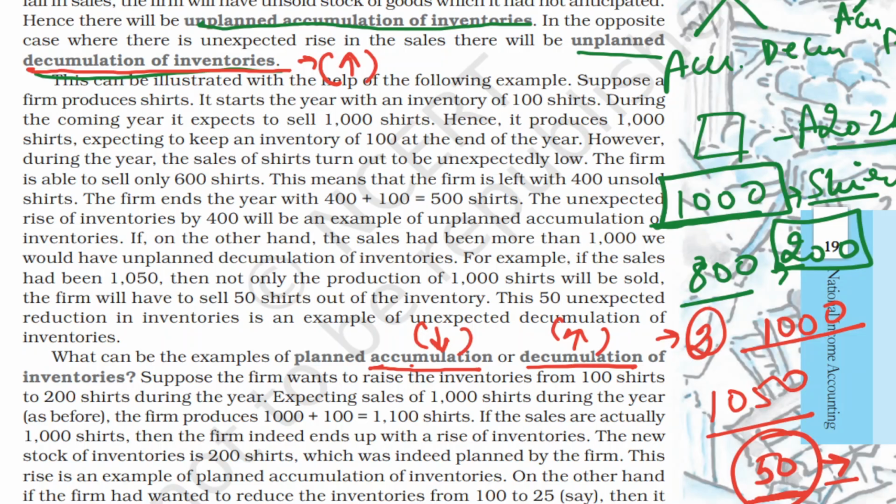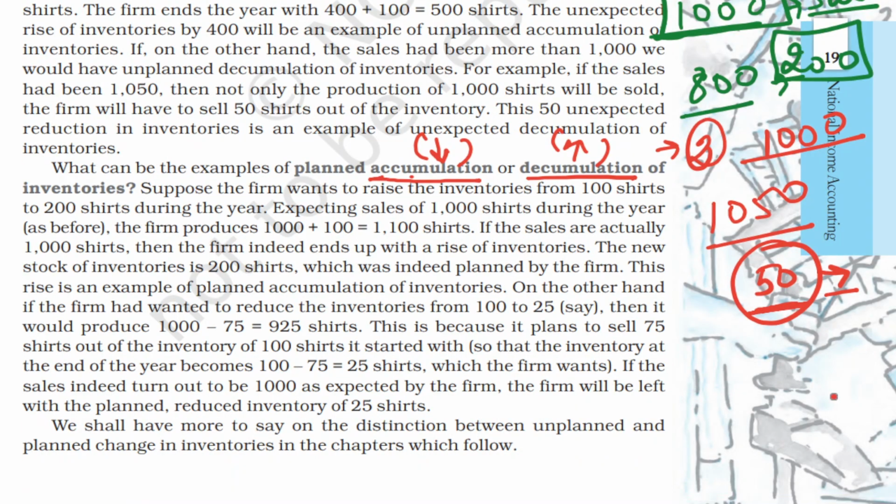But sometimes you plan these things also, like you know that there will be only sales of 1,000 shirts. You know that there will be sales of 1,000 shirts, but you still produced 1,100 shirts. Now, according to your prediction, only 1,000 shirts got sold. These 100 shirts got left unsold. Now, this increased your inventories.